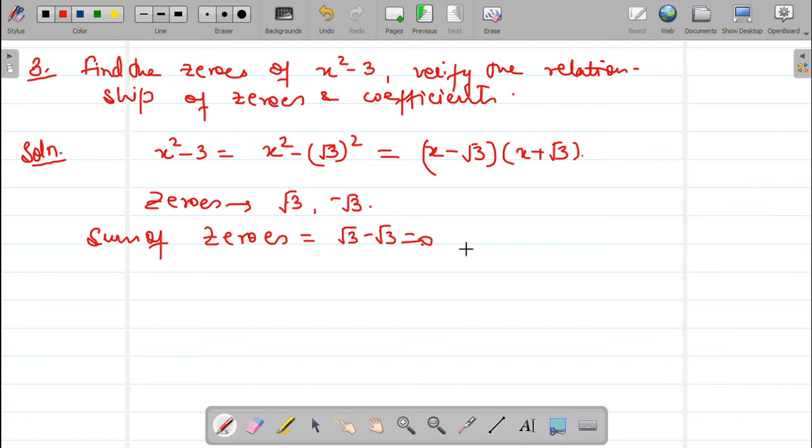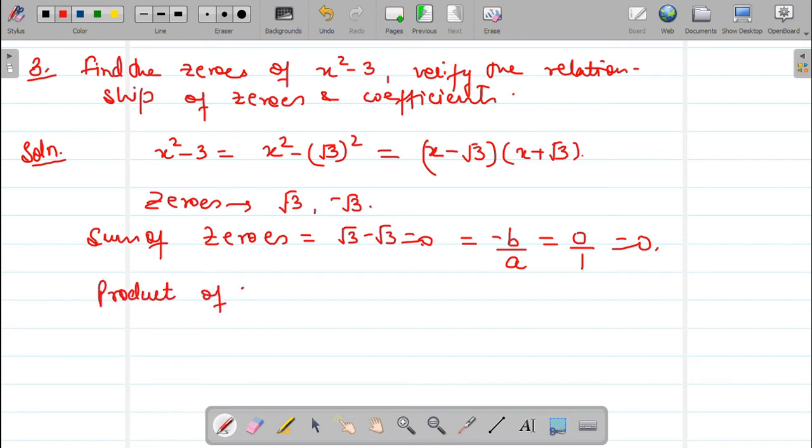And if I look for the sum of zeros according to the relationship, I should get it as minus b upon a. What is b? We do not have a coefficient of x here. The x term is missing in this polynomial. So it's not the x, what is 0, I hope everybody understands. It's the coefficient. So that means b is equal to 0. So 0 upon 1 is equal to 0. So verified.